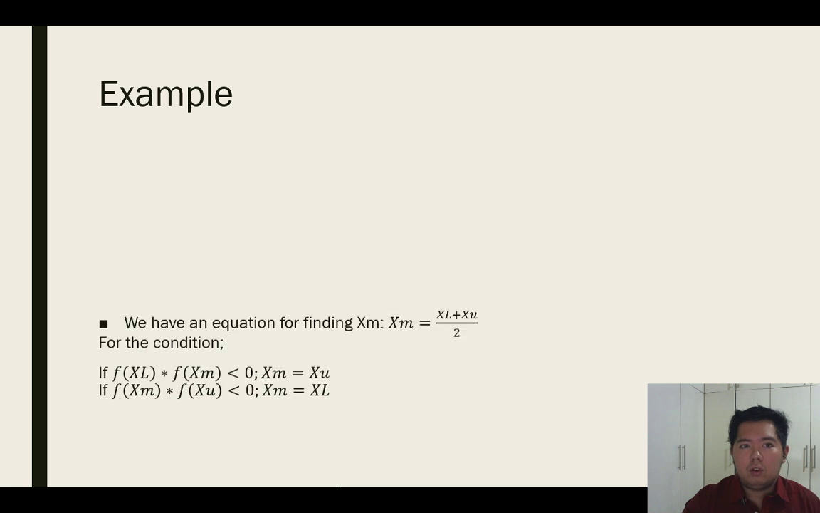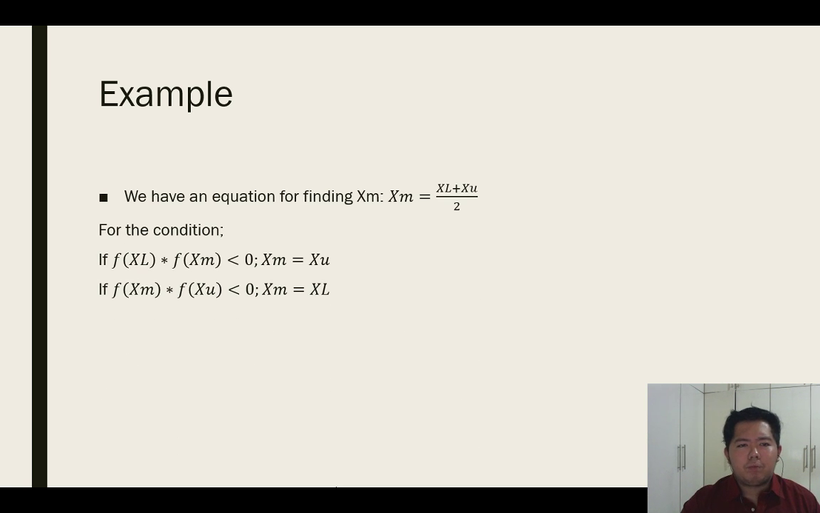value. For our example, we have an equation for finding xm, or the midpoint, which is xl, the lower x, plus xu, the upper x, all over 2. For the condition, if the function of xl times the function of xm is less than 0, then the midpoint will replace xu. But if the function of xm times the function of xu is less than 0, then we are going to replace xl with xm.